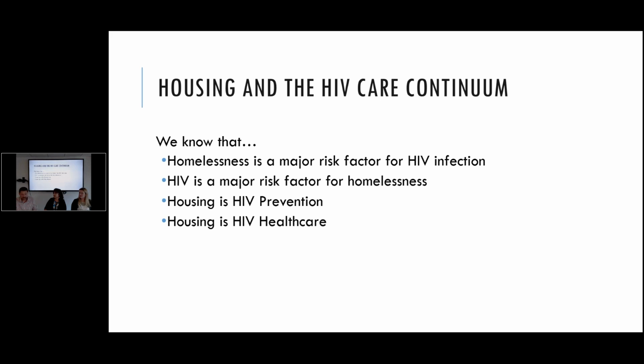One, housing being HIV prevention. So it's the prevention of HIV infection. When people are stably housed, they're less likely to be engaged in risky behaviors, more likely to be engaged into care. Housing is also HIV healthcare. It makes a difference along that care continuum, and research is showing that individuals that are stably housed are more likely to be engaged into care. They're more likely to maintain that care. They're more likely to be compliant with their ART therapy. They're also more likely to have viral suppression. Those are the things that we're looking for along the care continuum.